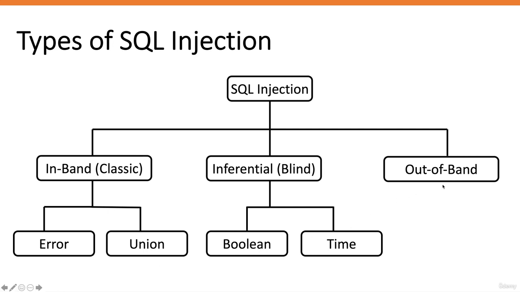Okay, the third and last category is out-of-band SQL injection. This occurs when the attacker is unable to use the same channel to launch the attack and gather the results of the attack. It usually relies on the ability of an application to make a network connection, so for example, a DNS or HTTP request to deliver data to an attacker.